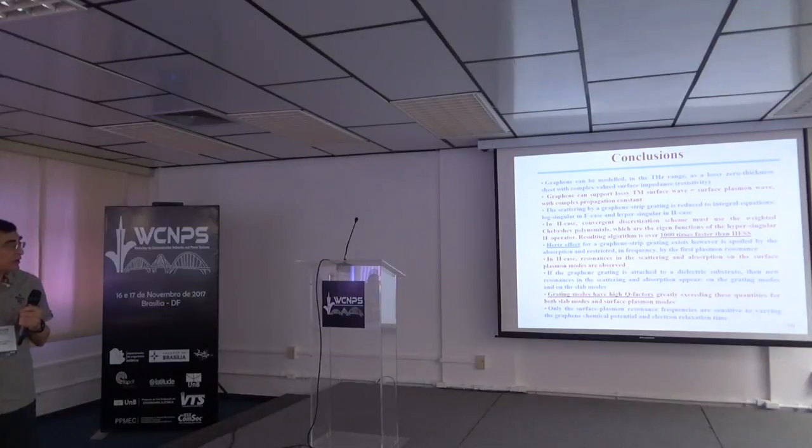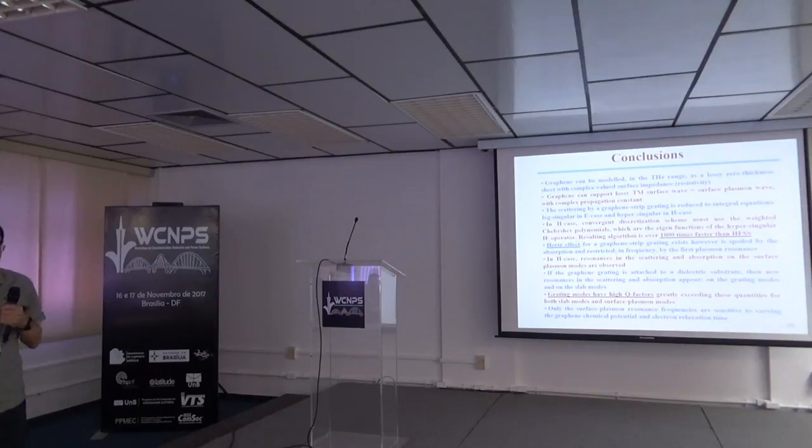Conclusions are summarized here. Graphene is a very interesting material, but it can be characterized with surface impedance, and graphene can be modeled as a zero-thickness sheet. So this is very convenient for modeling. Graphene can support TM-polarized surface waves, which can bounce back and forth between the edges of patterned graphene. And this is the physical reason of so-called plasmon resonances.